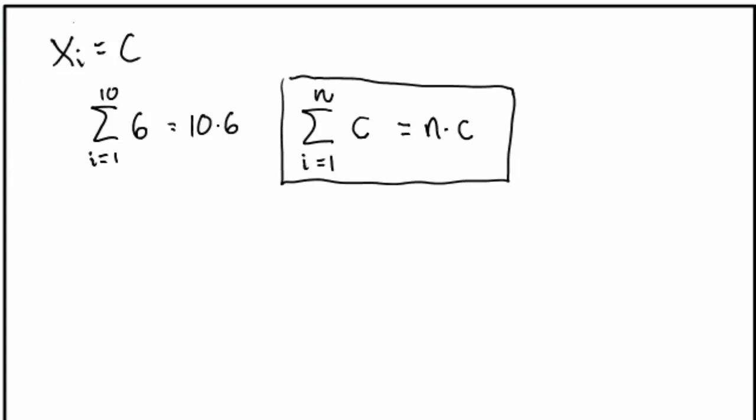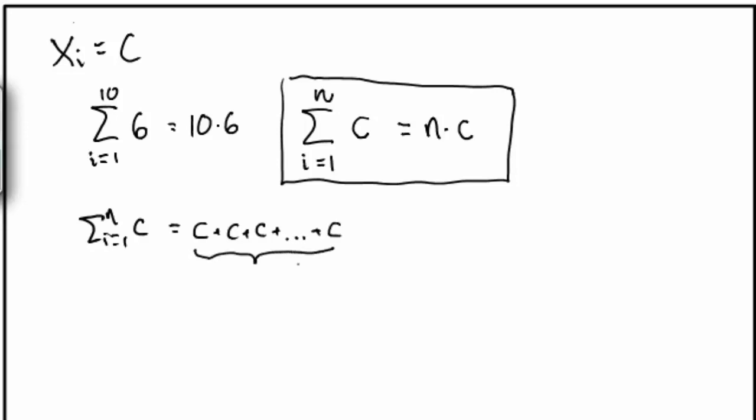The proof of this is simply by the definition of multiplication. So sum I go from 1 to n of c is by definition c plus c plus c plus all the way to c, and I will have exactly n such c's. So that is by definition of multiplication n times c.